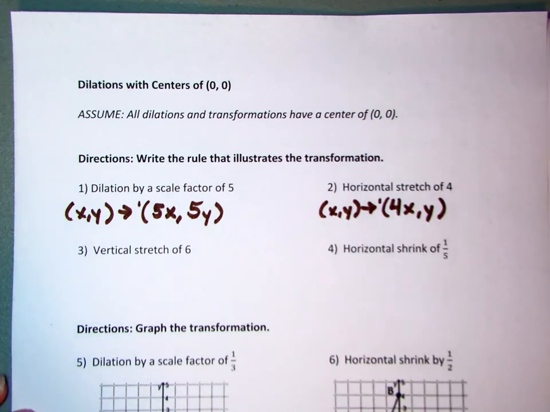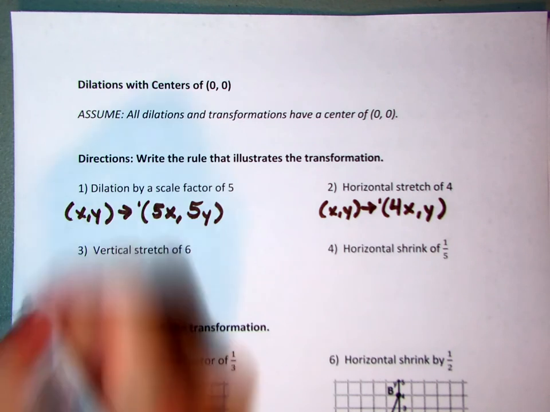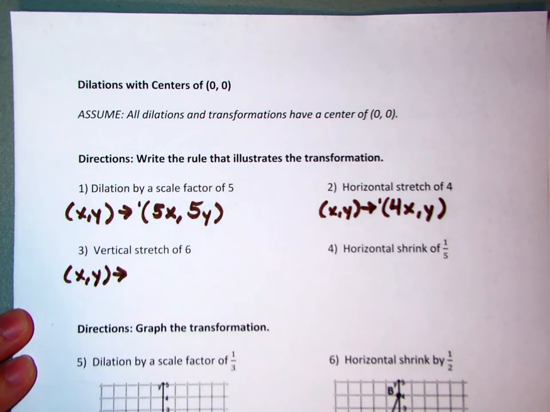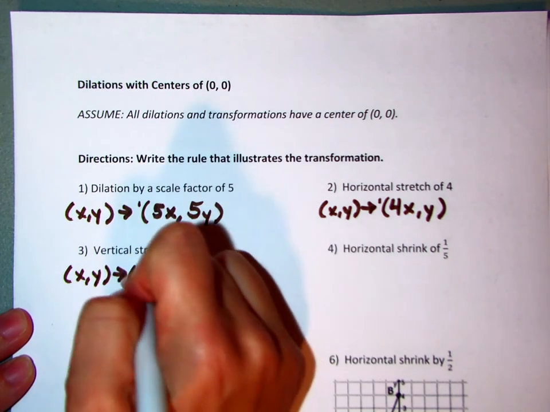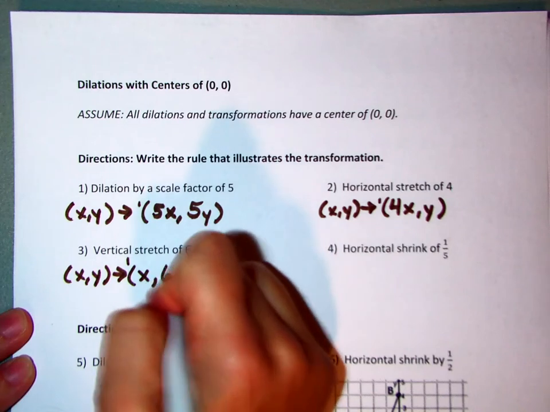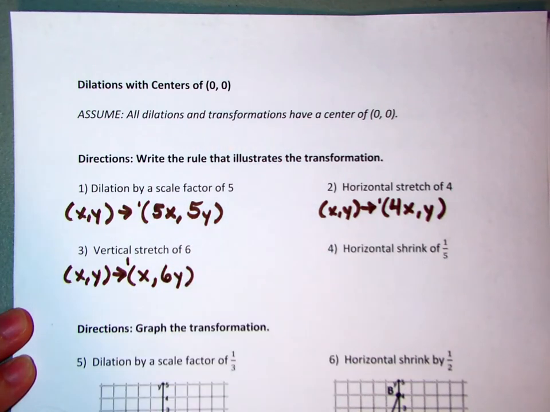And number 3, we have a vertical stretch of 6. So this time we are affecting the vertical axis, we're not affecting the horizontal. So if it's the vertical axis, we're talking about the y-axis. And when we vertically stretch along the y, we affect the y. So the x stays the same, but the y will be 6 times the value to make it a vertical stretch.